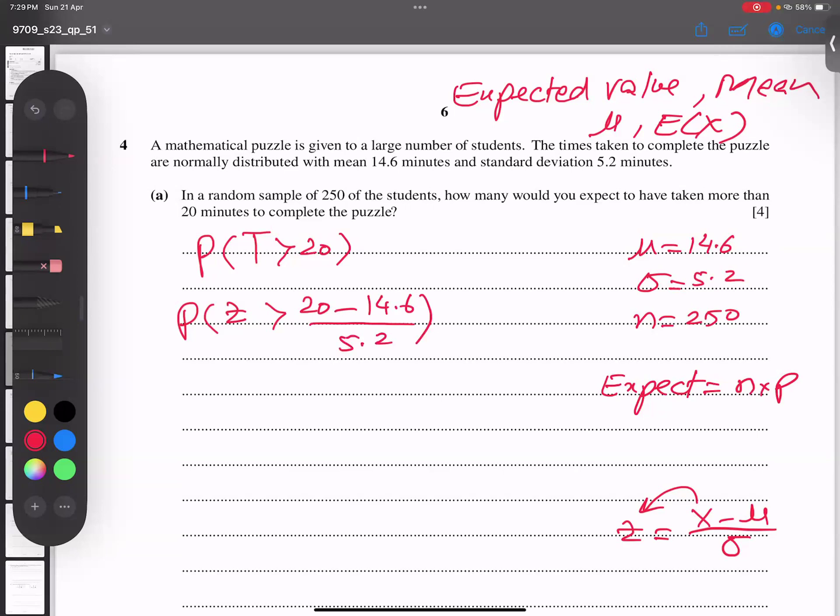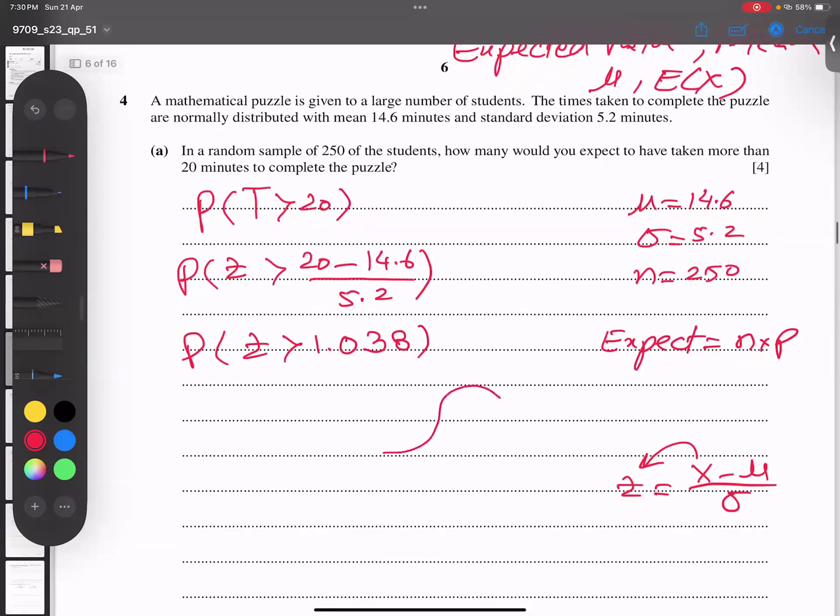Now if I type it in the calculator, 20 minus 14.6 divided by 5.2, it is coming 1.03846. We always round to 3 decimal places, so 1.038. Now if I check the bell shape, first ask yourself, is it positive or negative? Positive, and positive is always the right side. So 1.038, and how do we read bigger than that?